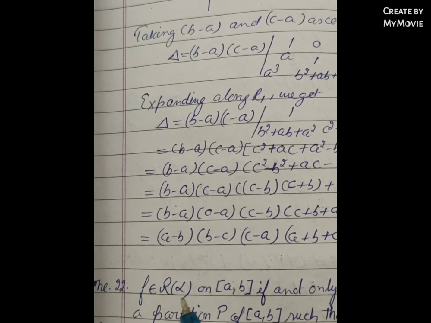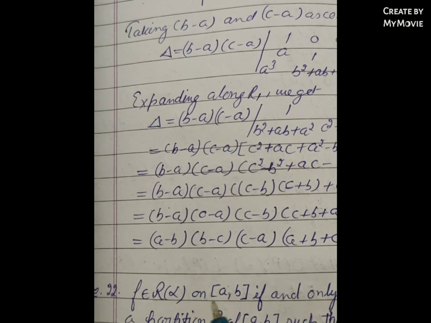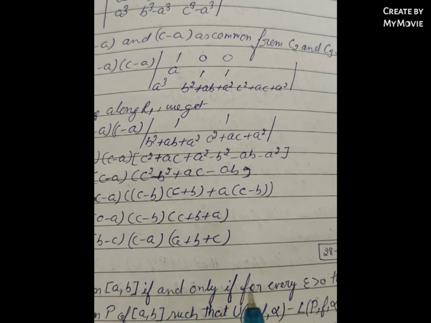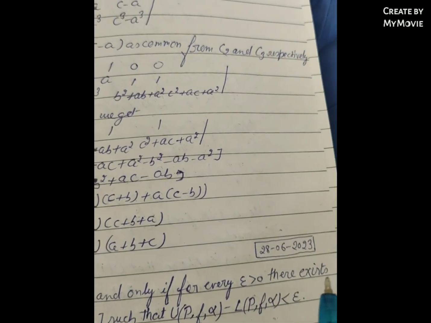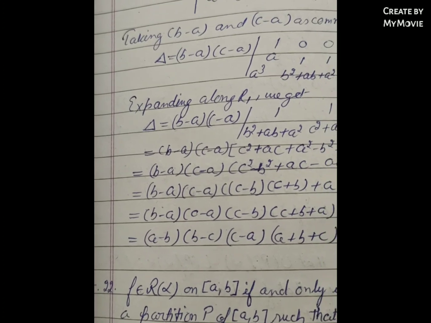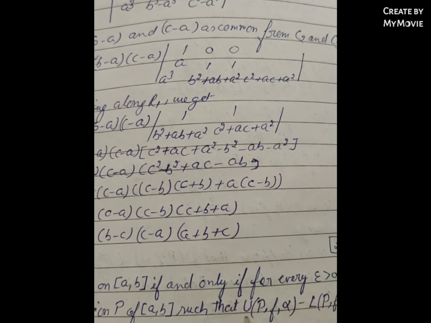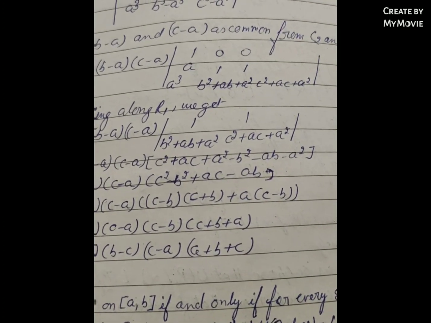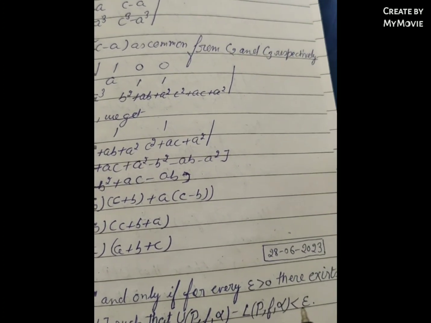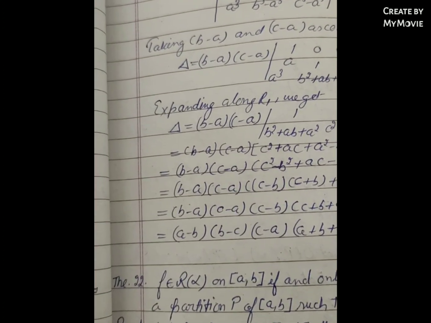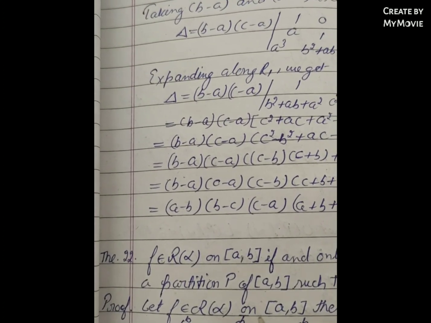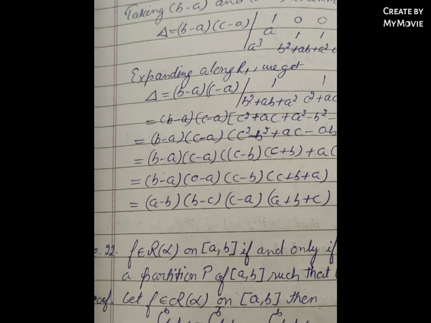f belongs to R alpha on a closed interval [a, b] if and only if for every epsilon greater than 0, there exists a partition P of the closed interval [a, b] such that U(P, f, alpha) minus L(P, f, alpha) is less than epsilon.